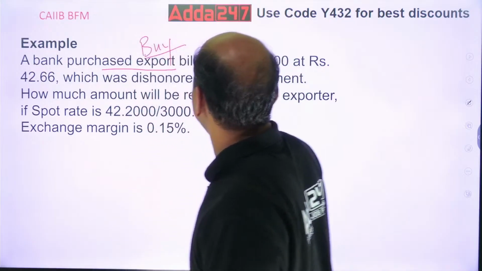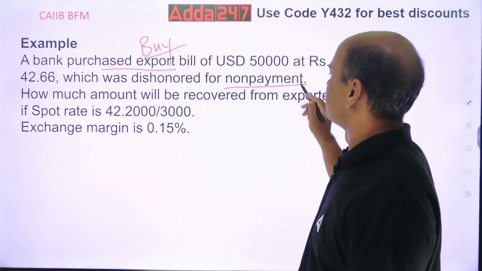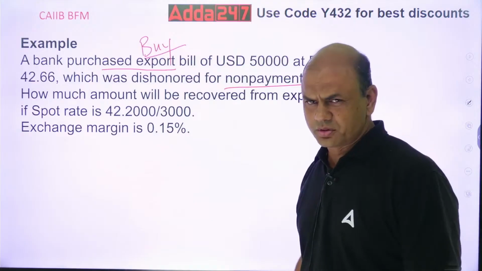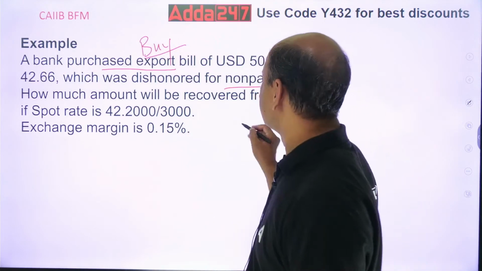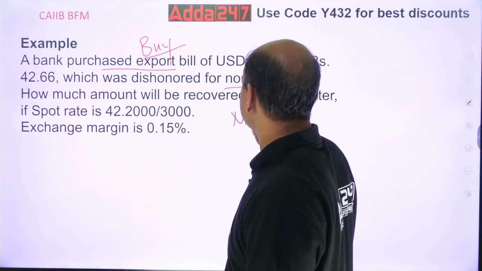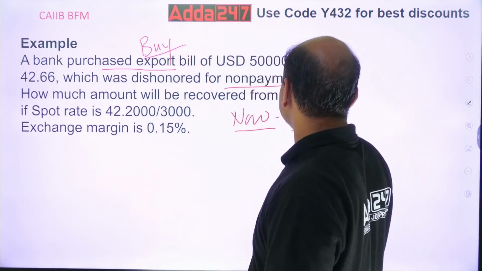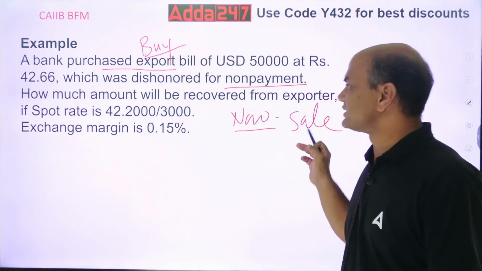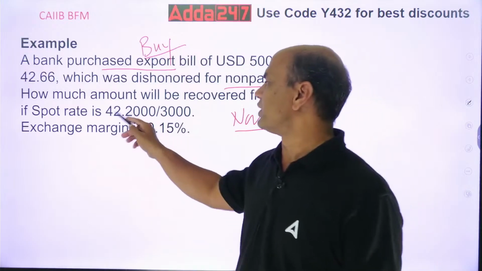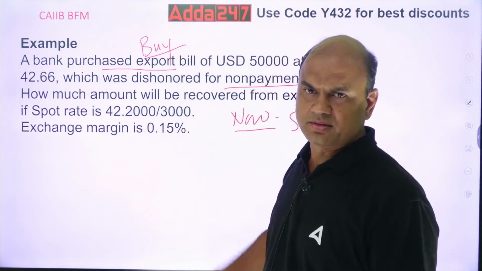So now what you have to do? You have to non-payment, dishonored. So it will be reverse. Reverse means what? You will have to do the sale transaction. So now what you will do? Now you will be doing sale. Because first you had done the buy. This was buy. Now you will be doing the sale. So sale means what? What is the rate you will be taking? 42.30, right side. Isn't it?